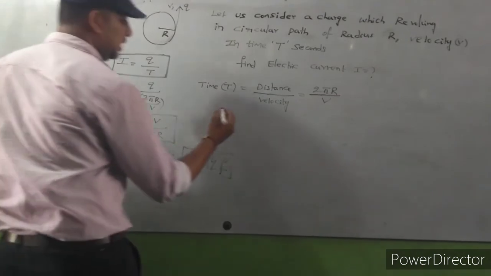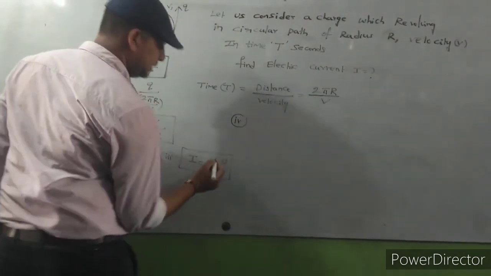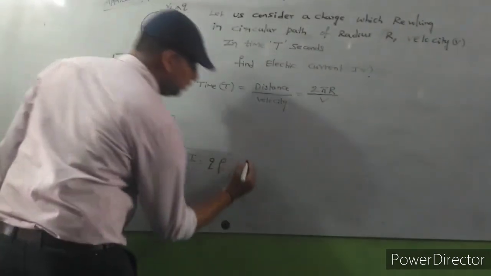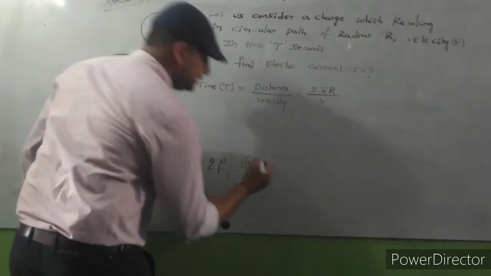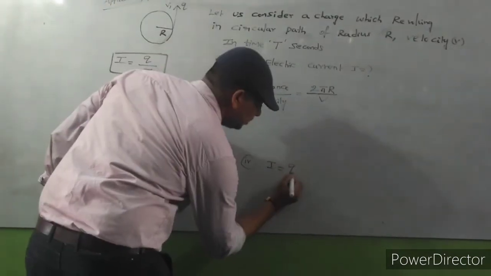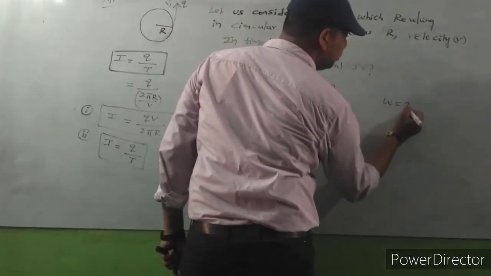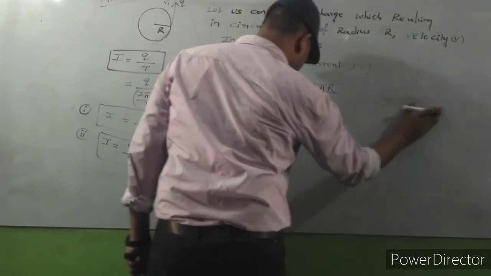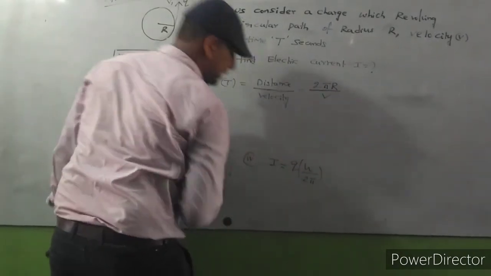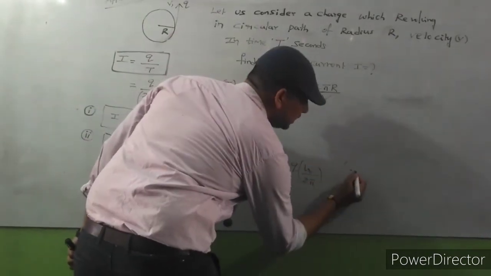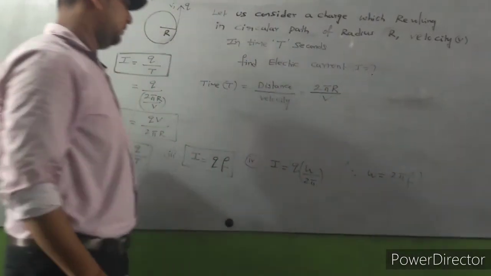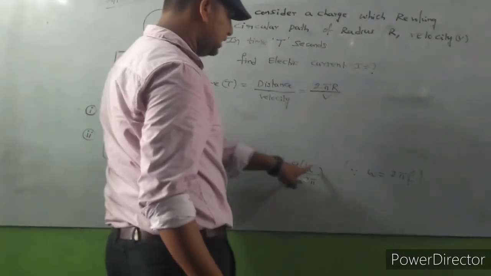And the fourth formula: I is equal to q into, you know that omega is equal to 2 pi f. That means f is nothing but omega by 2 pi. Since omega is nothing but 2 pi f, instead of f we can write omega by 2 pi.